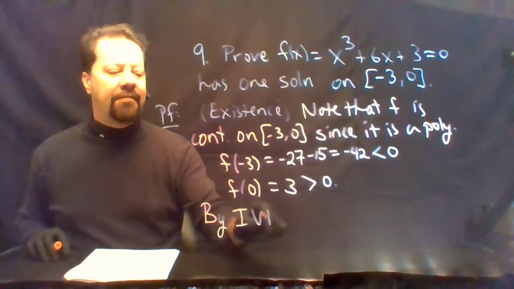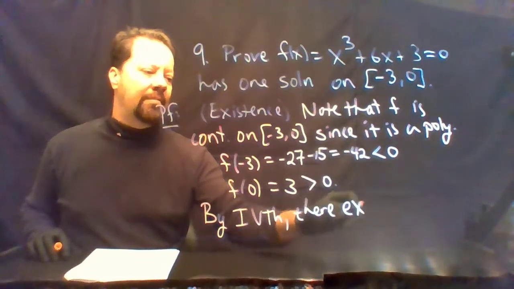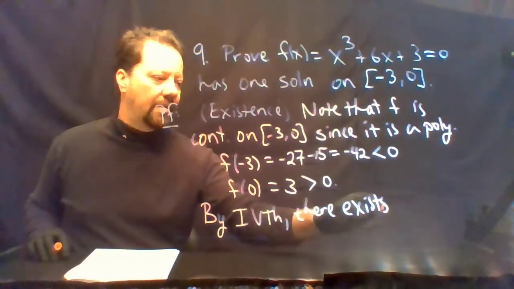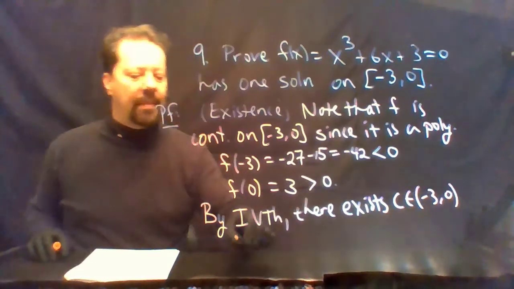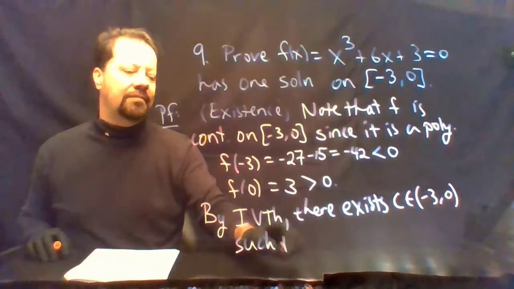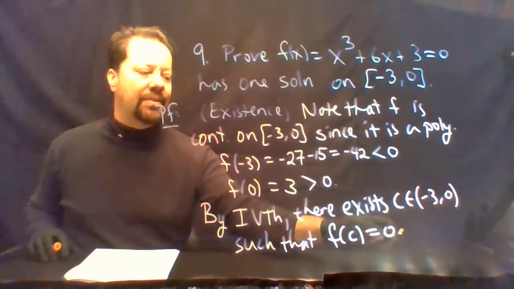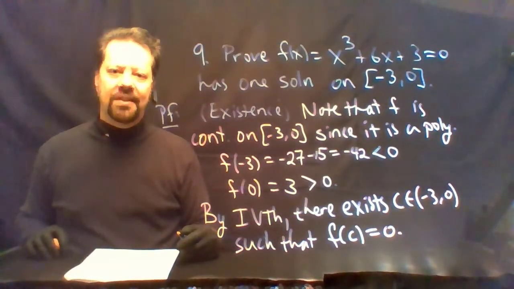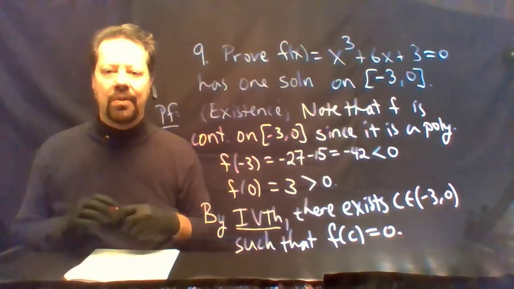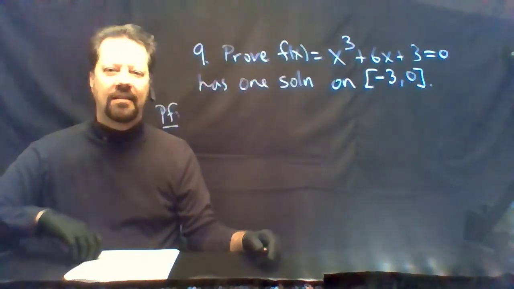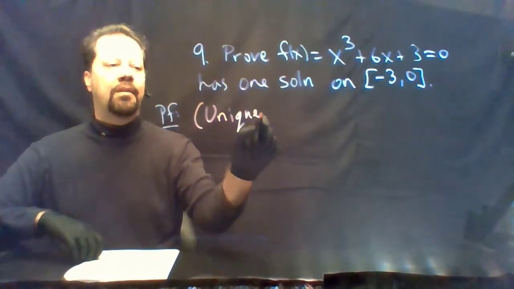By the intermediate value theorem, there must in fact exist c between -3 and 0 such that f of c equals 0. We've proven existence using the intermediate value theorem. You must state that you are using the intermediate value theorem. The next part of the proof is uniqueness.